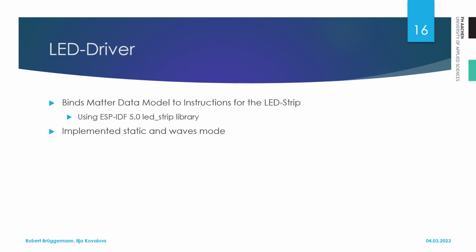To control the LEDs, we had to write an interface between our Matter implementation and the LED strip library. We used the ESP IDF 5.0 LED strip library to control the LEDs, and also implemented the static and waves mode, which is controllable via the color temperature settings provided by Alexa.